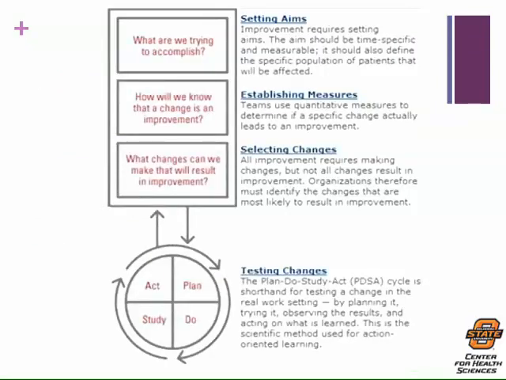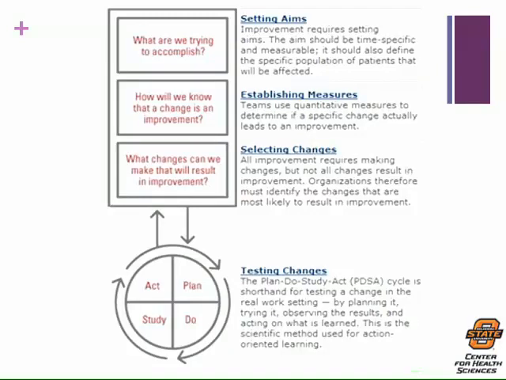So this is a little bit fuzzy, but I think it takes you through the process a little bit better. At the top, what are we trying to accomplish? You set your aim statement, and your improvement requires setting your aims. It should be time specific and measurable, like I said, and then define your specific population of patients.